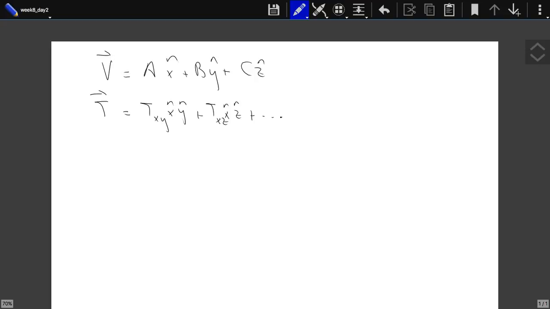Hi. x hat, y hat, scalar product with x hat. This is the right product. Now we can also define the left product. The idea is basically the same. This is the right product.